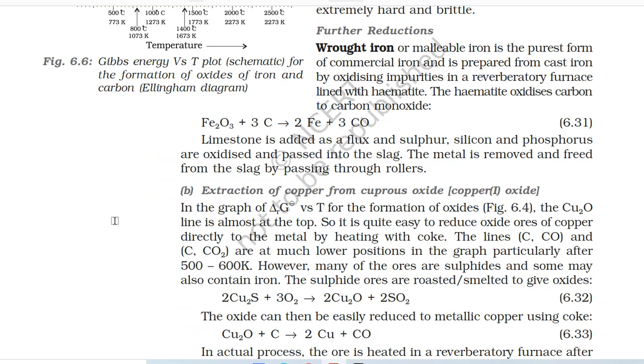Further reductions. Wrought iron or malleable iron is the purest form of commercial iron and is prepared from cast iron by oxidizing impurities in a reverberatory furnace lined with hematite. The hematite oxidizes carbon to carbon monoxide: Fe2O3 plus 3C gives 2Fe plus 3CO. Limestone is added as a flux, and sulfur, silicon and phosphorus are oxidized and pass into the slag. The metal is removed and freed from the slag by passing through rollers.